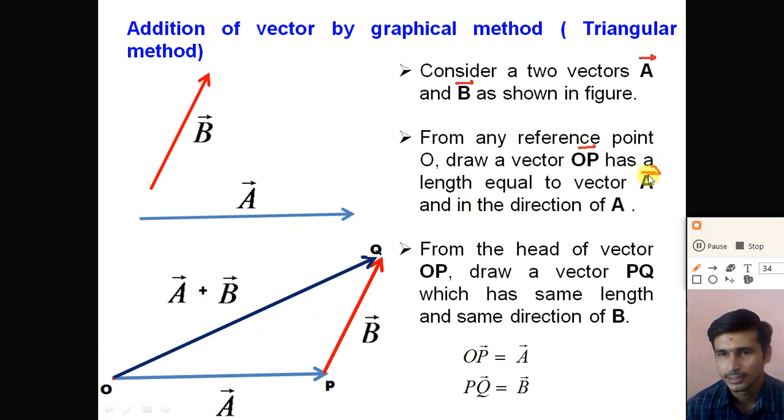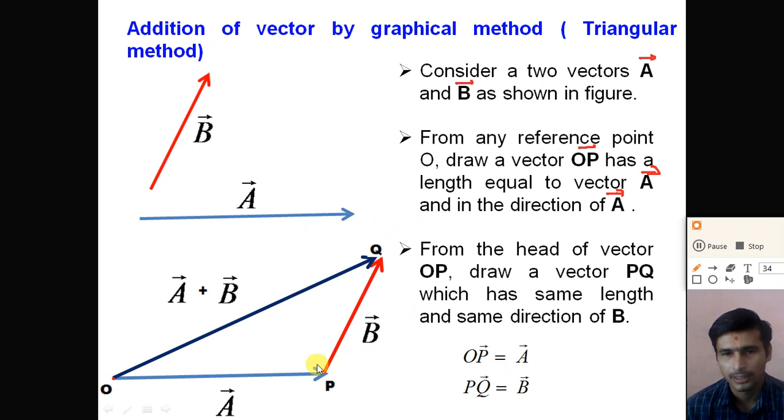So we can say that the magnitude of the vector OP is equal to the magnitude of the vector A. From any reference point O, draw a vector OP that has a length equal to the vector A and in the direction of the vector A. So the vector OP and vector A have the same length, same magnitude and the same direction.